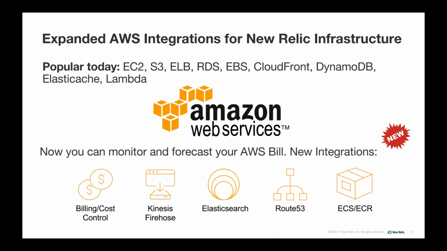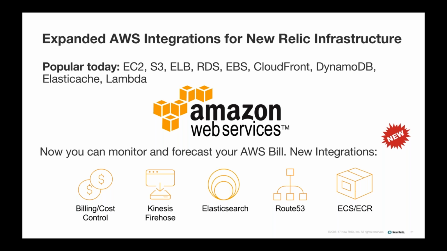You can see today we have, I think at this point, 20 with these additional 5. We have 20 integrations with different Amazon Web Services, and the 5 new ones are billing and cost control, which gives you some idea of what's going on from a cost visibility standpoint, and Kinesis Firehose, so you can understand what's going on from a data flow perspective and what's happening with your use of that service.